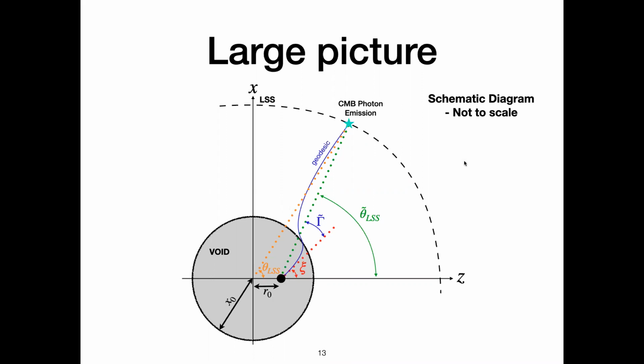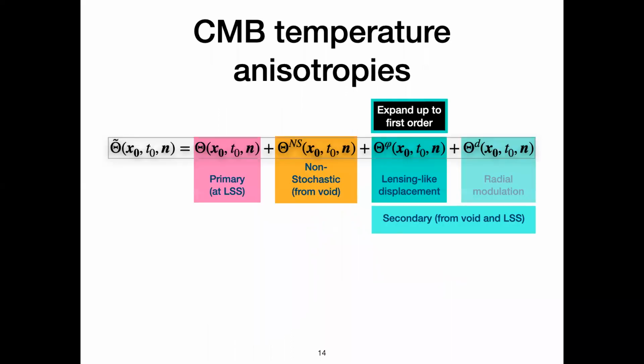Now, the quantity that we want to look at to calculate the bending. What do we look at in the photon trajectory? Photons coming from the CMB, what do we look at? We look at the CMB temperature anisotropies, which are the anisotropies in the temperature distribution of the CMB. There are two kinds of anisotropies, polarization and temperature, and we will only consider temperature here.